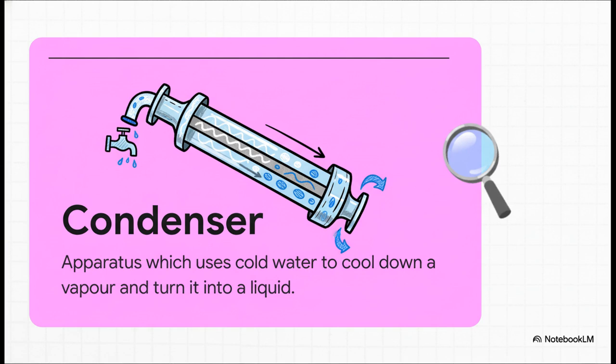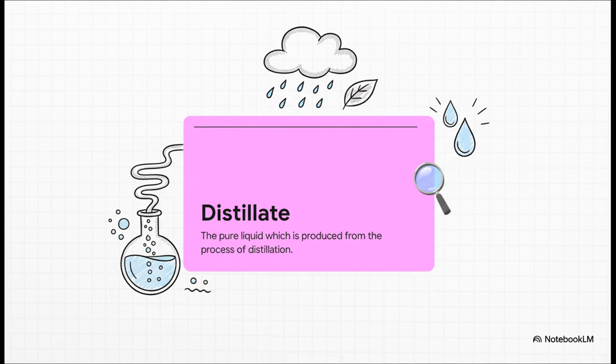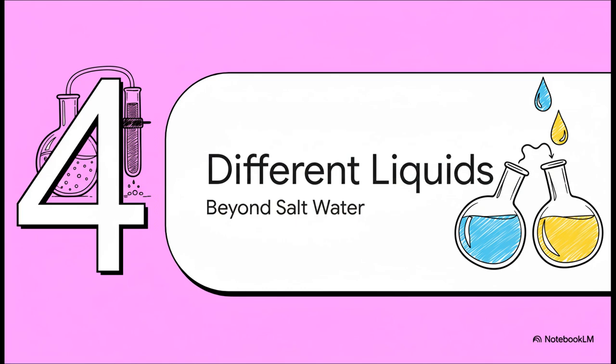It's incredibly efficient. And that pure water we collect at the end, it has a special name. We call it the distillate. So in this experiment, our distillate is perfectly pure, totally drinkable water. Okay, but here's the thing. Distillation isn't just for separating a solid, like salt, from a liquid. You can use it for something that seems way more complicated, separating two different liquids that are mixed together.